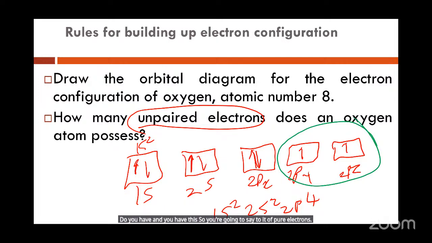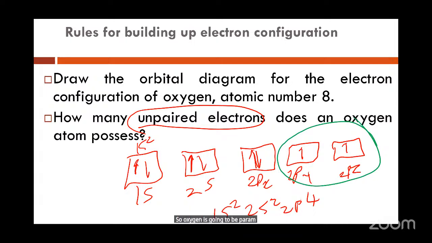And this will make it to be paramagnetic. It will make oxygen to be paramagnetic. It can be attracted by a magnet. That's the meaning of paramagnetic. If it's repelled by a magnet, then you say it's diamagnetic. So oxygen is going to be paramagnetic.